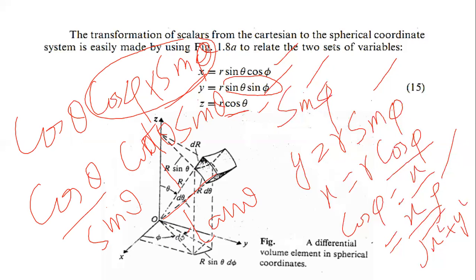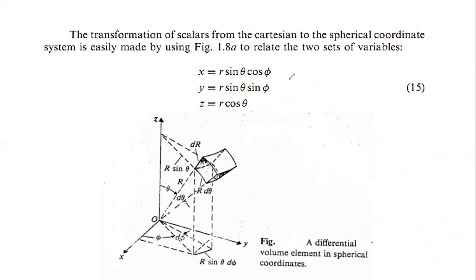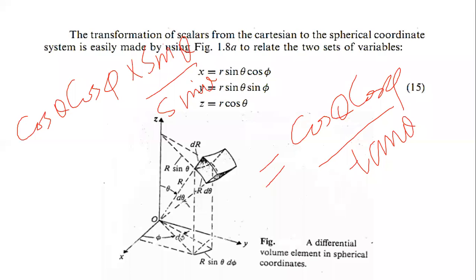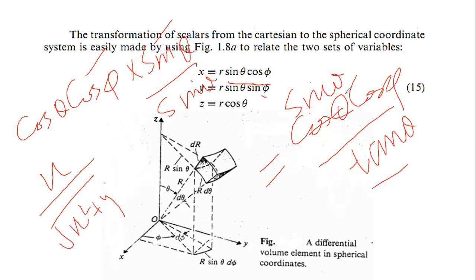So how can we write this relation? Cos of theta, cos of phi into sin theta divided by sin theta. So how can we write this relation? Sin theta cos phi divided by tan theta. Sorry, this is not cos of theta. This is actually sine of theta. Because from this relation we have sine of theta cos of phi divided by tan phi. So we know that sine of theta cos of phi is actually x divided by under root x square plus y square plus z square.